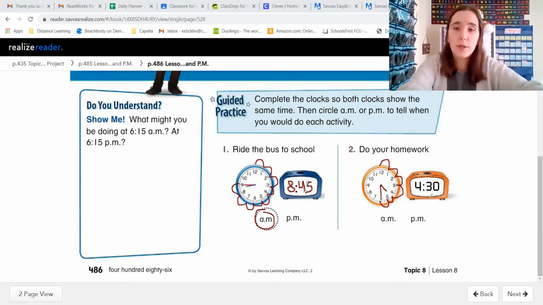So our clocks show 4:30. Now the activity is doing your homework. Do you do your homework at 6:30? Do you do your homework at 4:30 a.m. or 4:30 p.m.? I'm pretty sure we're all asleep still at 4:30 a.m. So we would do our homework at 4:30 p.m. in the evening. Great job.